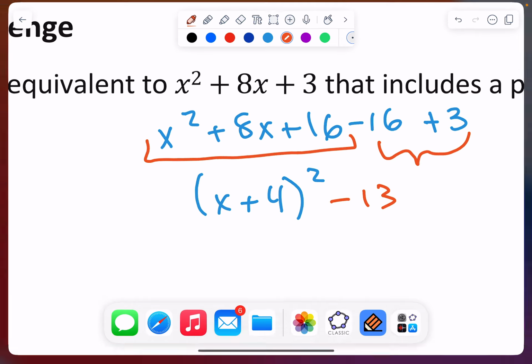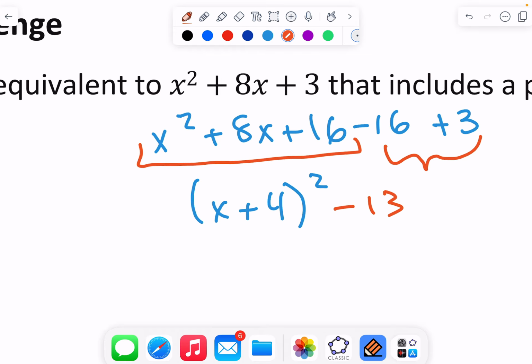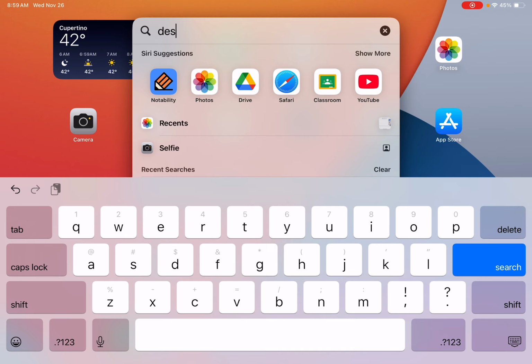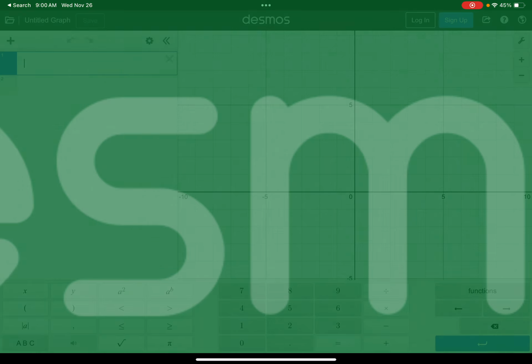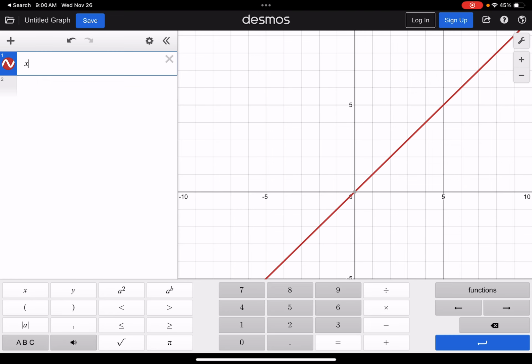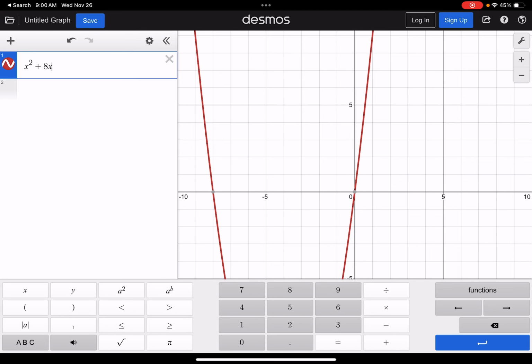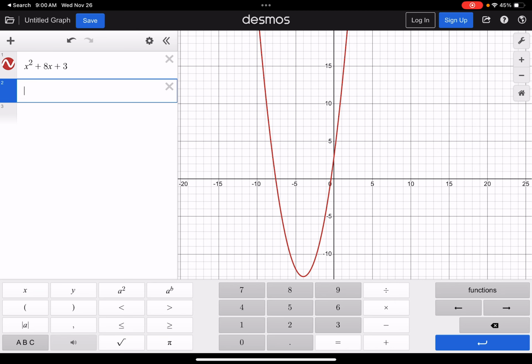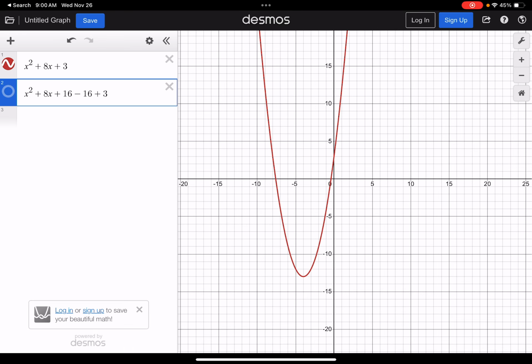Now, if we go to Desmos real quick and graph this, if you remember, we proved that the graph of the function x squared plus 8x plus 3 is in fact the same as this function. All I'm doing is adding 0.